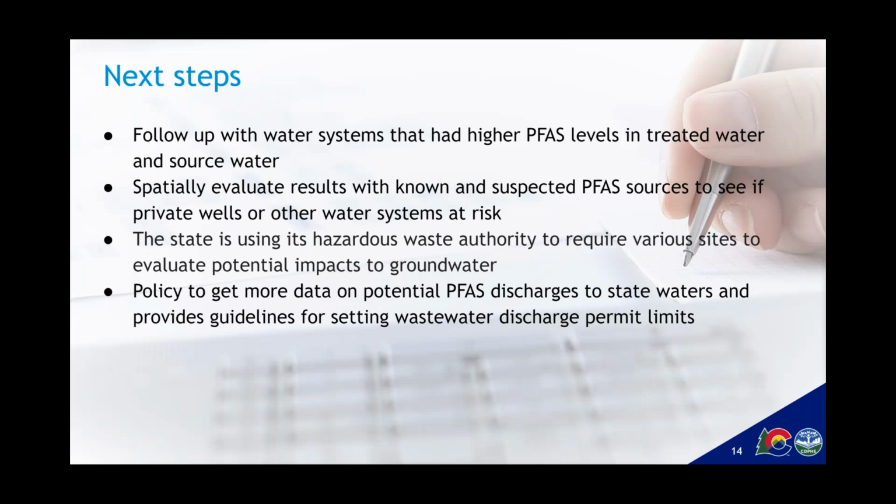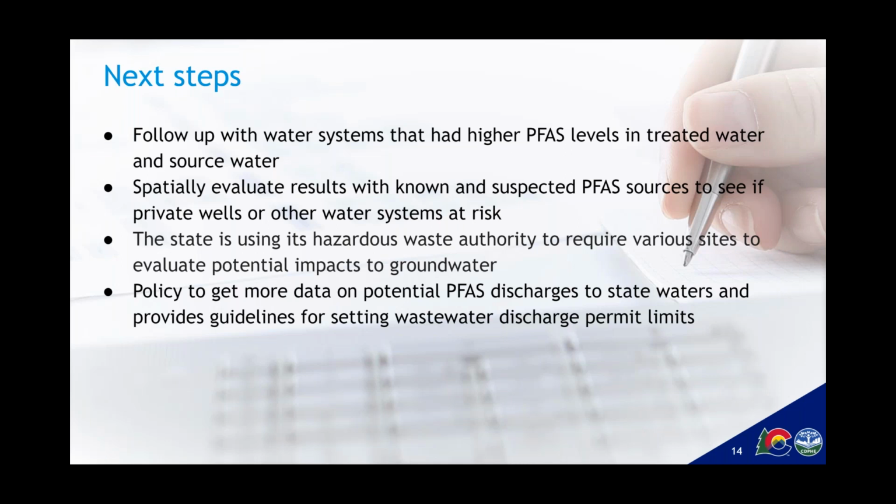So next steps, we are following up with all the water systems that had higher levels in both our treated and source water. And then we're overlaying where we saw higher levels of PFAS, and then with that, working with EPA on all of the potential or known PFAS sources. So these are all the airports, all 300 fire departments, ski resorts are listed, landfills. So overlaying all of that to see, okay, we had a higher result in this town. It's so far from this PFAS source that could be kind of the cause of the PFAS.